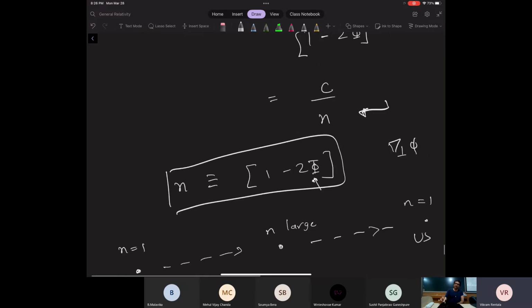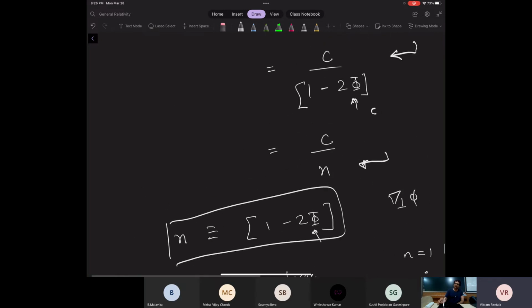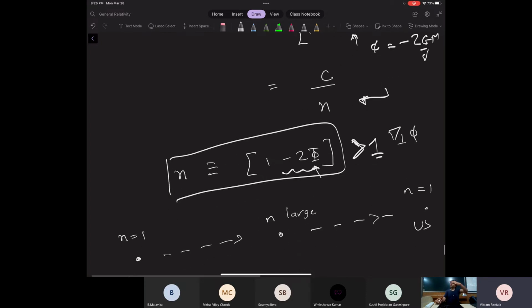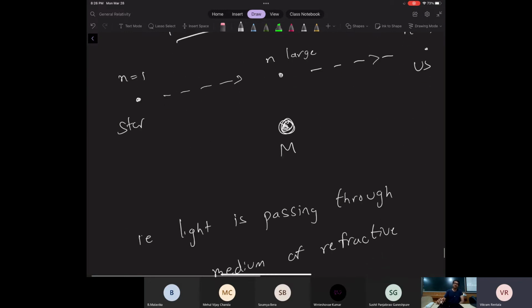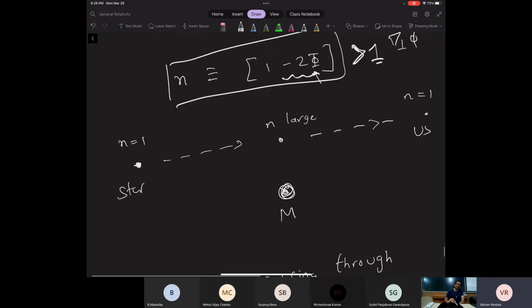So remember that this phi was minus 2 GM by r. So this refractive index is positive. This minus 2 phi is positive, so this is greater than 1. So it's really like it's going from air to glass, or vacuum to glass. So the transition is something like this. When you're far away, phi is 0, so n is equal to 1. When you're near us, n is equal to 1. In between, n is large.